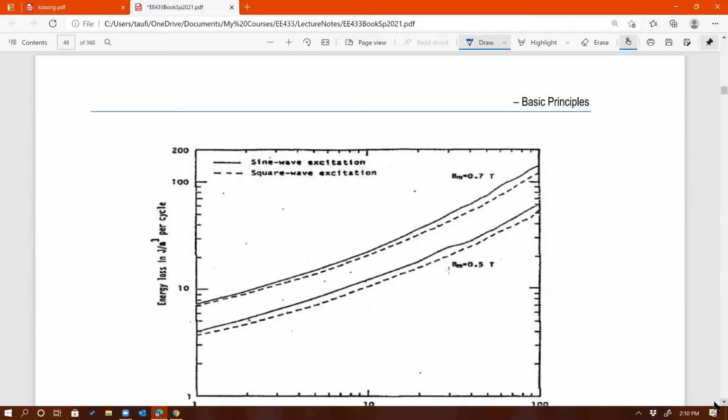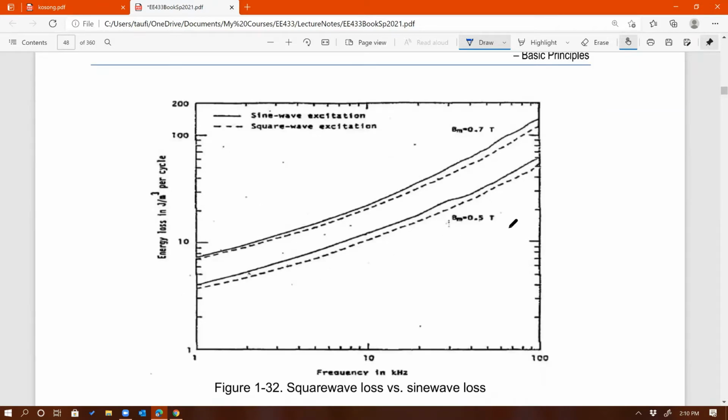Here's an example where you see the differences between 2 different excitation waveforms. Basically, the first one is sine wave, the second one is square wave. So you can see the loss. Look at the units again. Now this one is energy, not watts, so that's joules per meter cube. You can see the difference in terms of the loss between sine wave and square wave. Looks like square wave, for a given flux density, has less loss than sine wave.